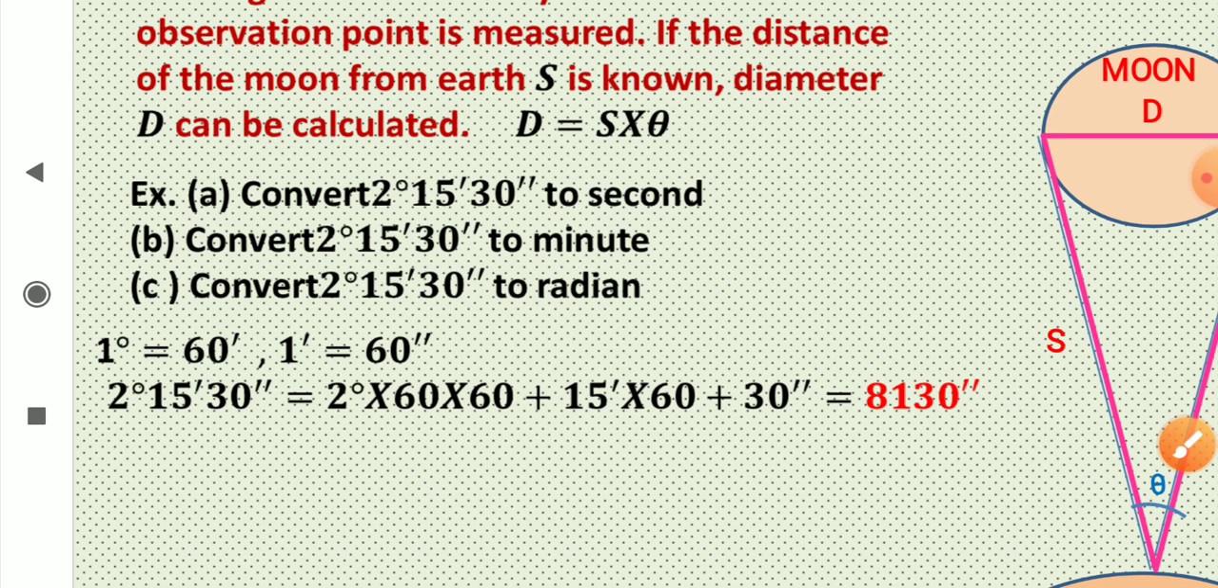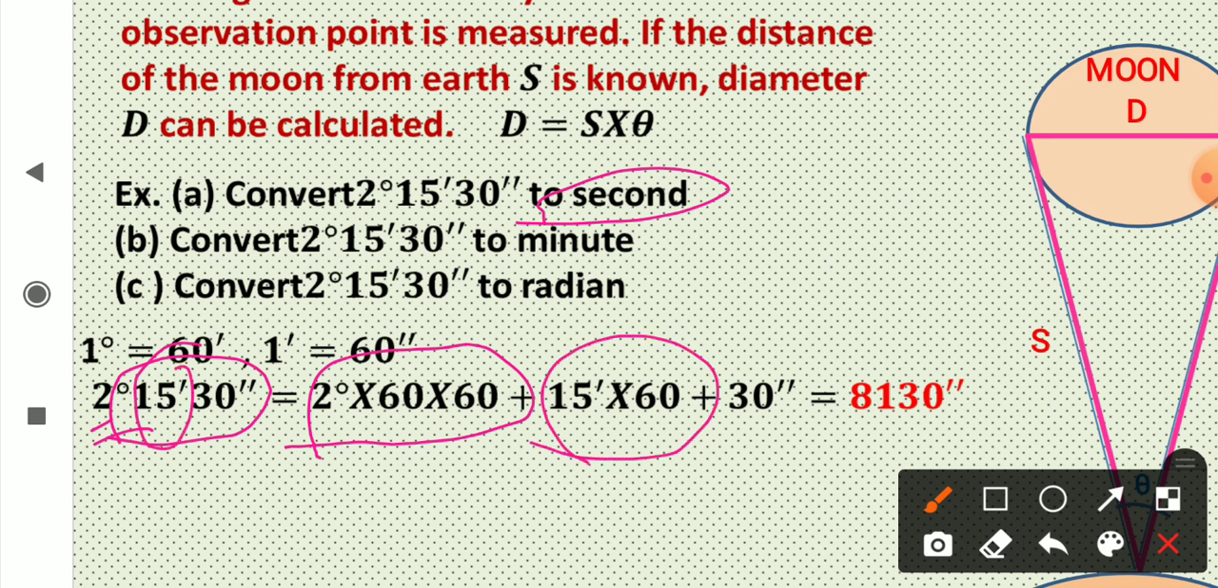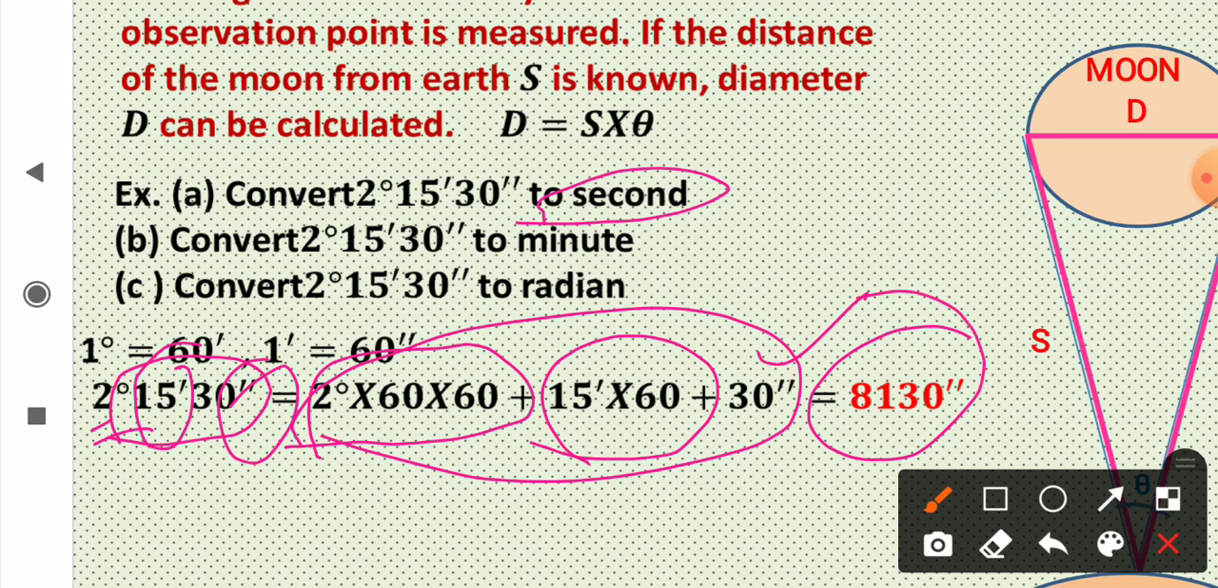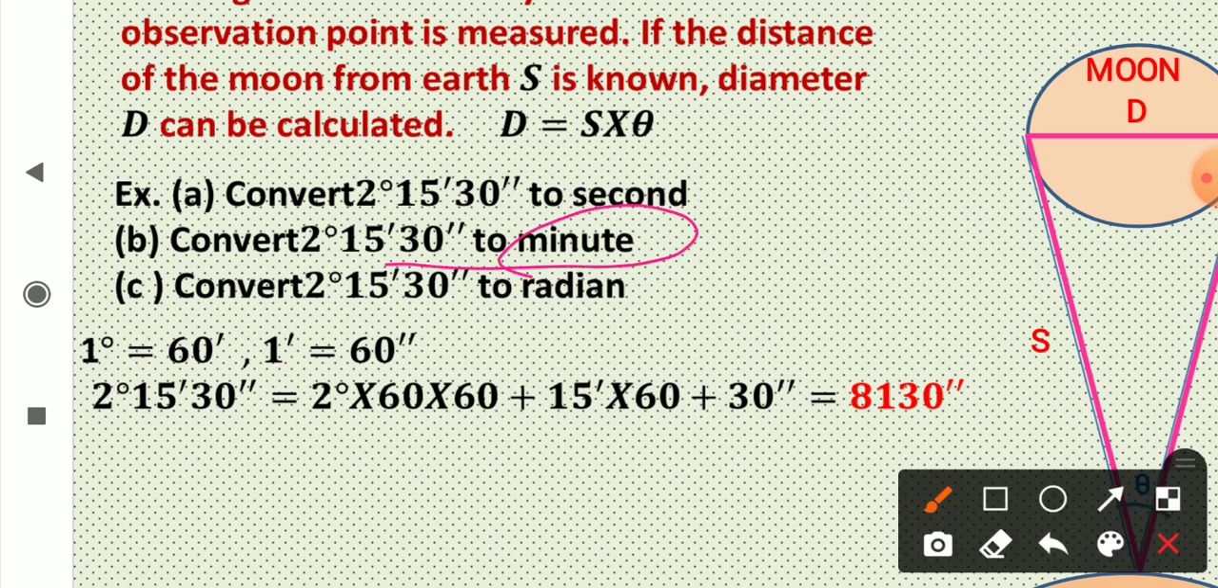Now, here the first part is to convert it to second. So what we do is convert everything to second. So 2 degree will be 2 into 60 into 60 second. 15 minute will be equal to 15 into 60, and 30 second is already there, and multiply and add them, you get 8130 second.